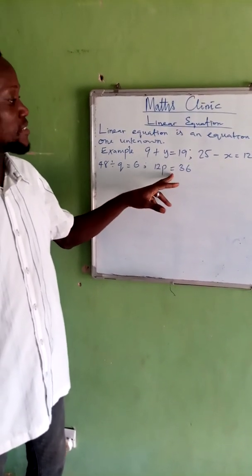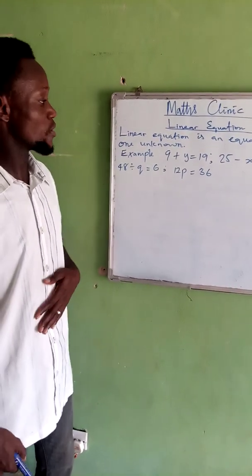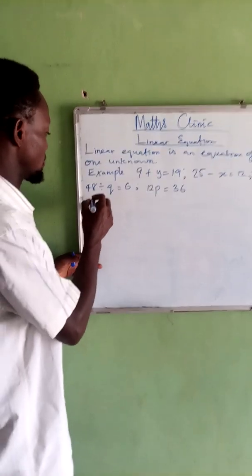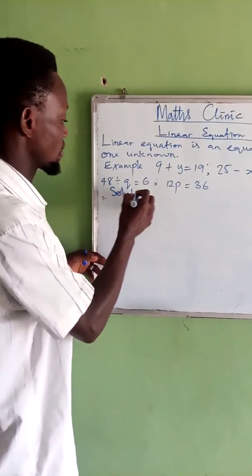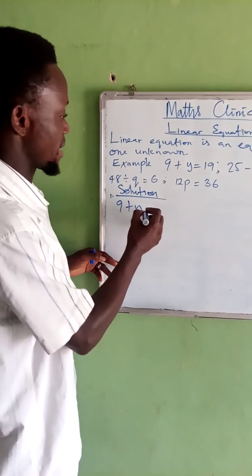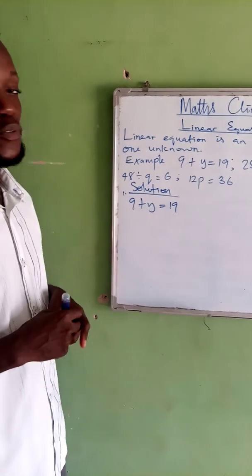12p equals 36. The unknown number here is p. Now, let's find solutions to these unknowns. Number 1, 9 plus y equals 19. How do we get y?